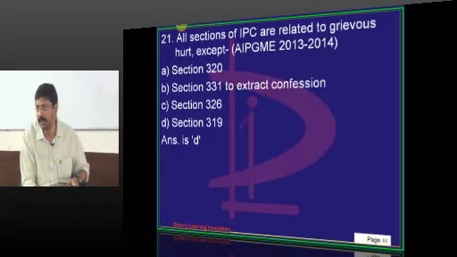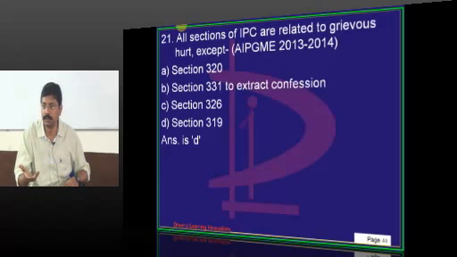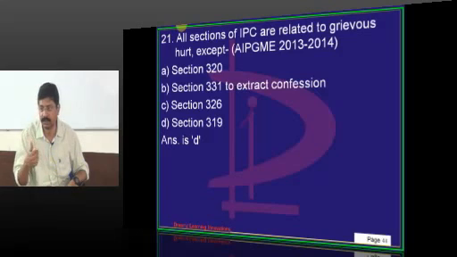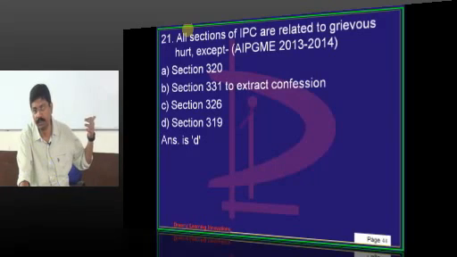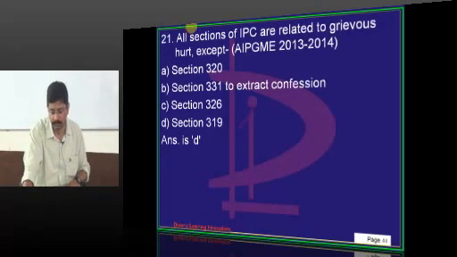You definitely know that 319 is hurt. 331 is a grievous hurt caused to extract confession. A person will be picked up by the police, taken to the jail or the police station, and given third degree. That third degree will cause some injuries. The intention of the police in causing grievous injury to that person is to extract a confession. They want him to confess something. When it is done for that, it falls under 331. That is also not important. Just remember 320 and 319, and you will be able to answer this type of question.